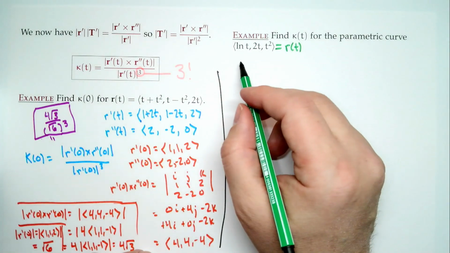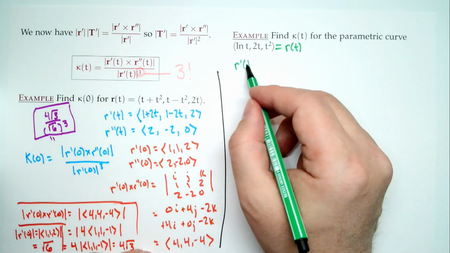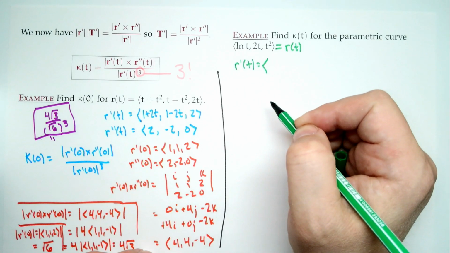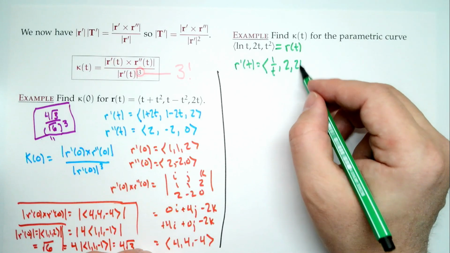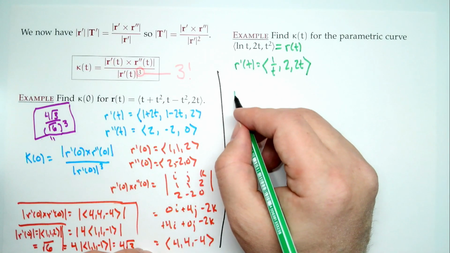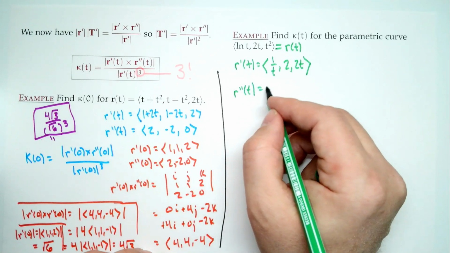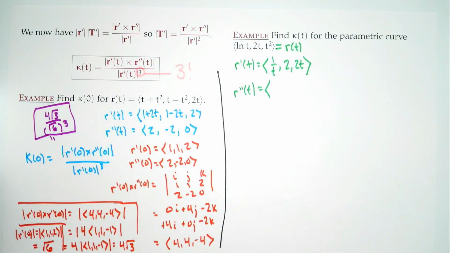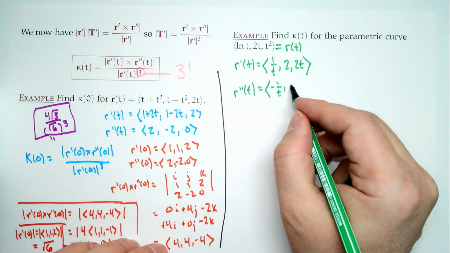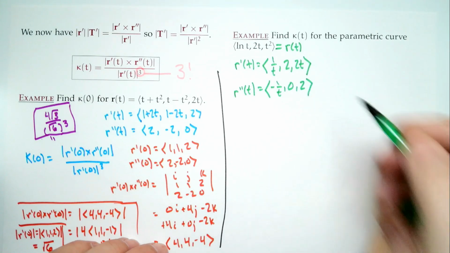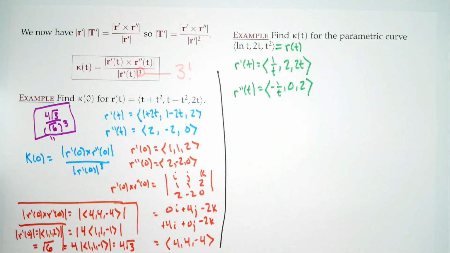Okay, find r prime. So r prime will be 1 over t, 2, 2t. 2t or not 2t? That is the question. All right, second derivative. Negative 1 over t squared, 0, 2. All right, so, yeah, I forgot the square. Thank you. Negative 1 over t squared, 0, 2. Good.